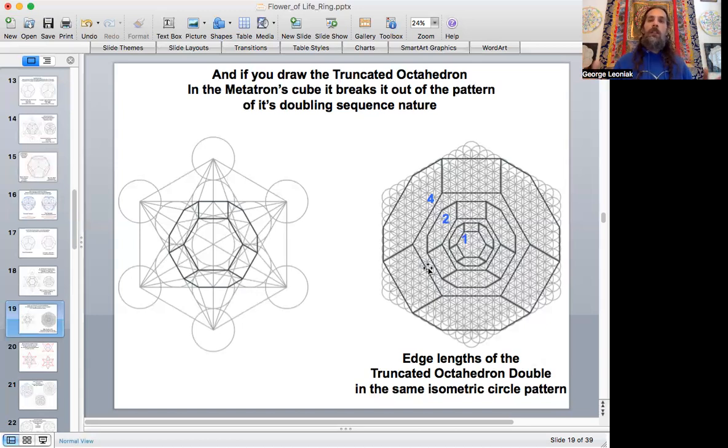It's just doubling sequence because each edge length here is going to be, the smallest one has an edge length of 1, and all these edges are the same, even if they're tilted here and they look shorter. The next larger one is going to have 2, and the next larger is going to be 4. And the next one is going to be, of course, 8. But I didn't draw that one because I got to draw a lot more circles to get out there.